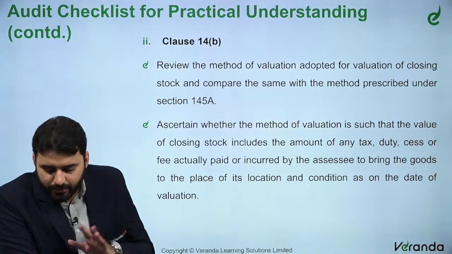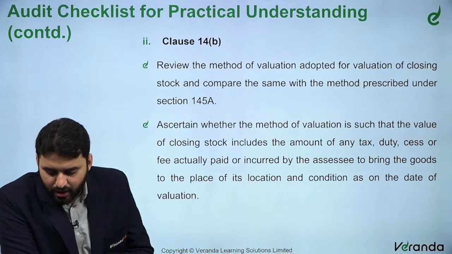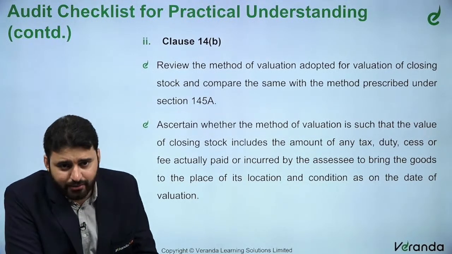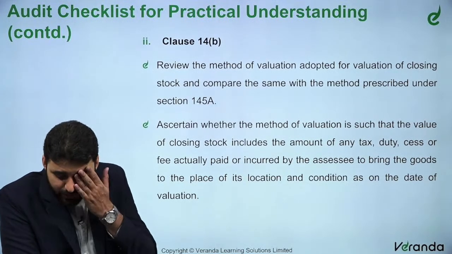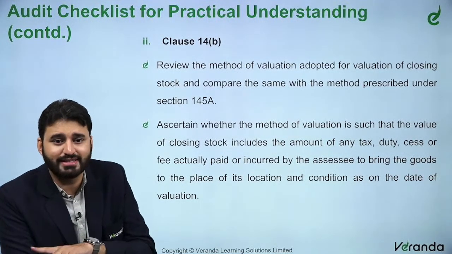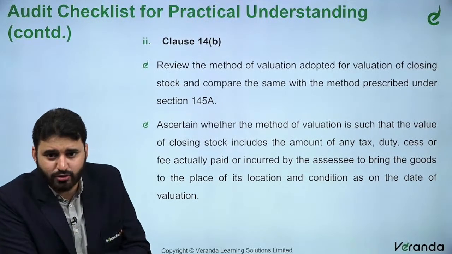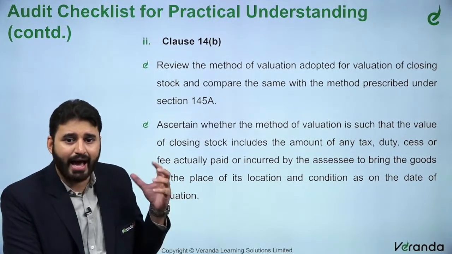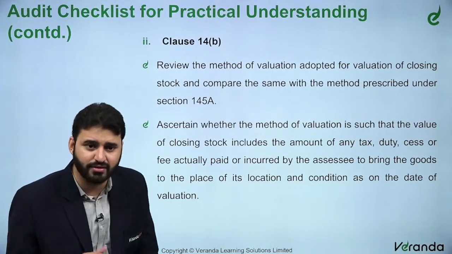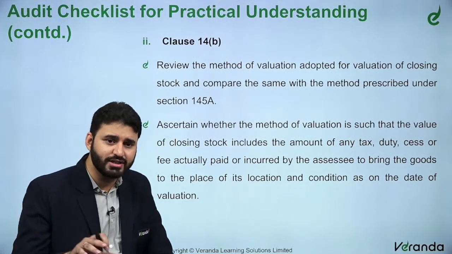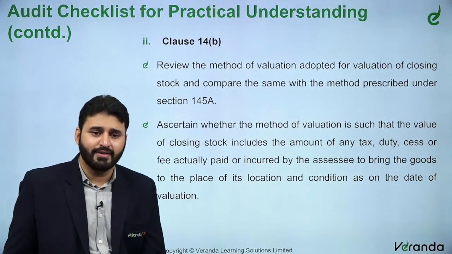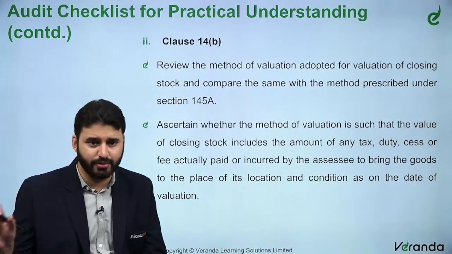14b. Review the method of valuation adopted for valuation of closing stock and compare the same with the method prescribed under section 145A of the Income Tax Act. Ascertain whether the method of valuation is such that the value of closing stock includes the amount of any tax, duty, cess or fee actually paid or incurred by the assessee to bring the goods to the place of its location and condition as on the date of valuation. Ideally no company does it. In my experience, I have not seen any companies taking into account GST and all of that and including it in the closing stock. But if at all they are doing it, that has to be rectified.